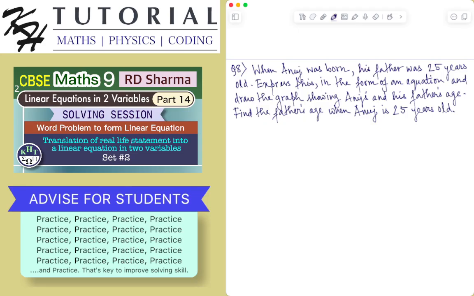So clearly we can see that the father of Anuj will always be 25 years more than the age of Anuj. So let the age of Anuj be x years.